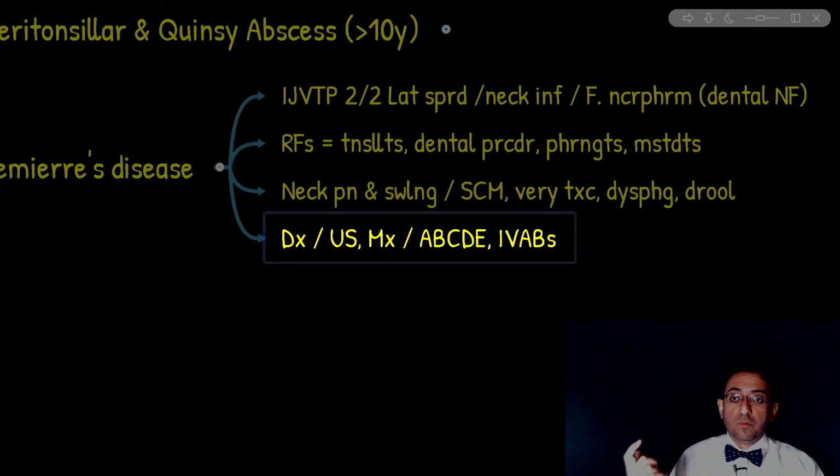What's the workup and management for Lemierre's disease? It's again diagnosed by ultrasound, and after stabilization, we use IV antibiotics. Please always commit this picture to memory: a patient with pharyngitis, tonsillitis, mastoiditis, or any dental procedure or infection, who now has come with very high fever and swelling of the SCM muscle. This is Lemierre's disease. You need to perform ultrasound for assessment of the internal jugular vein.